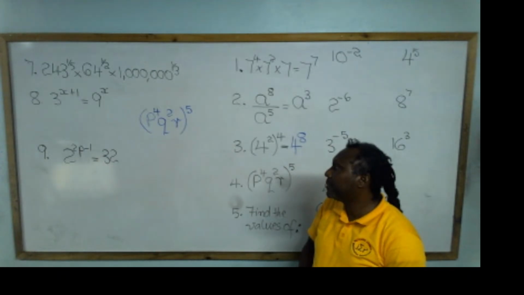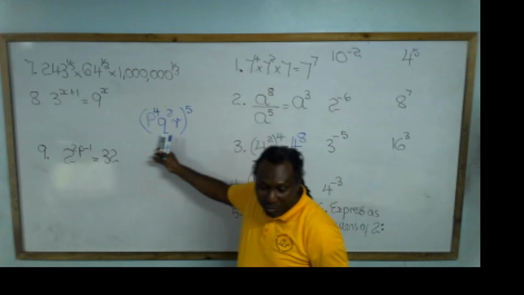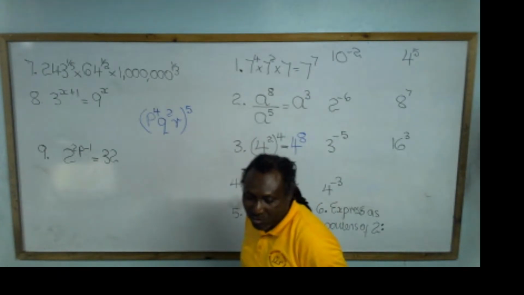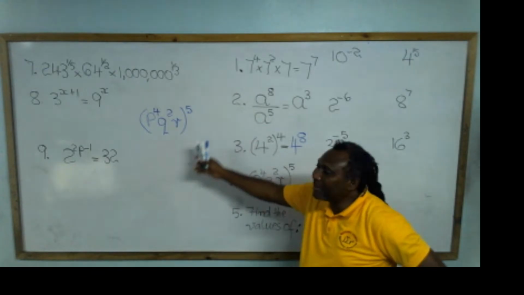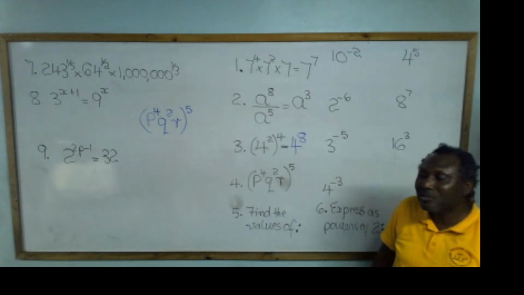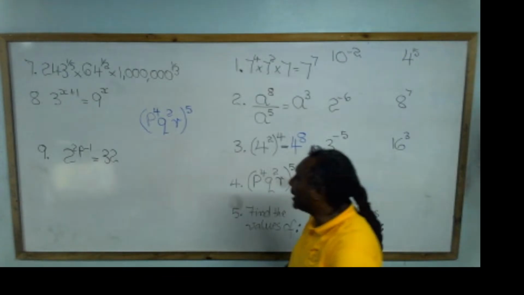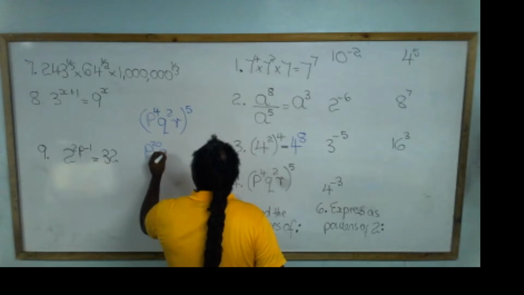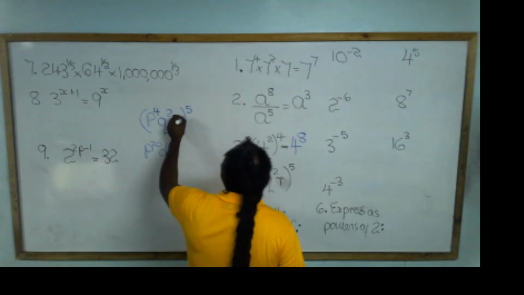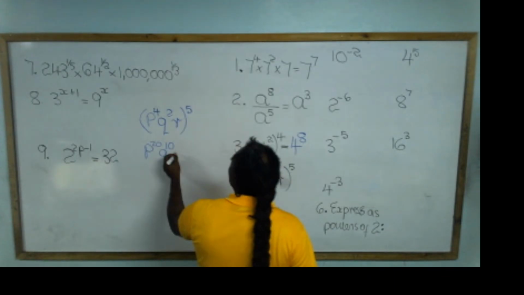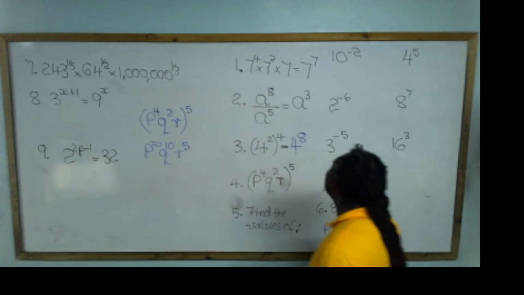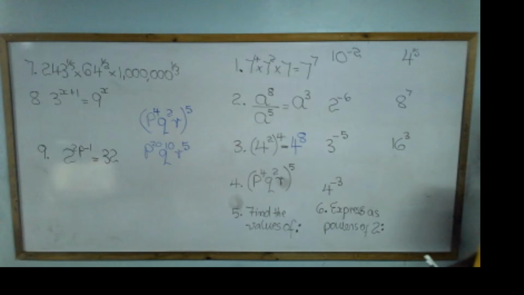We cannot put these together, and no one answered that question. Yes, see, they are not the same. We cannot add the indices there because they do not have the same base. So the answer is p to the power of 20, q to the power of 10, and of course there's no index there. The index is 1. 5 times 1 is equal to 5. Nice. So I'm going to move nicely to number 5.